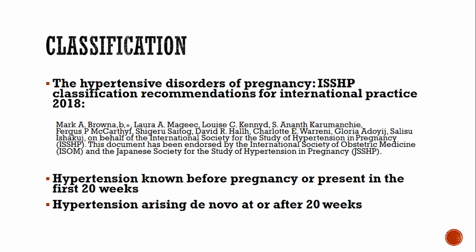And this was the work published by Mark A. Brown et al. They tried to say that hypertension known before pregnancy or present in the first 20 weeks, or hypertension arising de novo at or after 20 weeks. So if we are going to classify, it said hypertension known before pregnancy or present at the first 20 weeks, that's the first class, or hypertension arising de novo at or after 20 weeks.